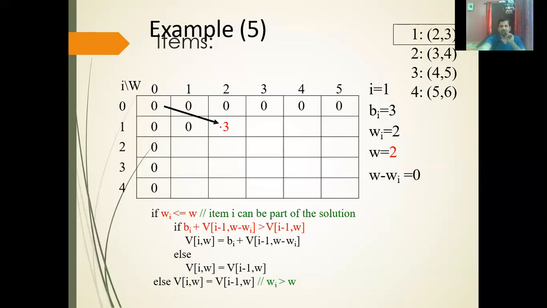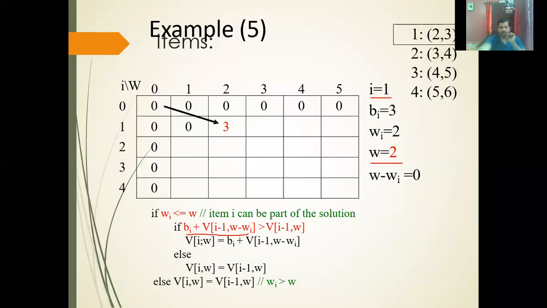Okay. Next, this field 1 comma 2. I is 1, small w is equal to 2, right? And this Wi, that is 2, is lesser than or equal to your small w. Yes, it is. Item I can be a part of the solution. I do not assure you here. Check for this condition.